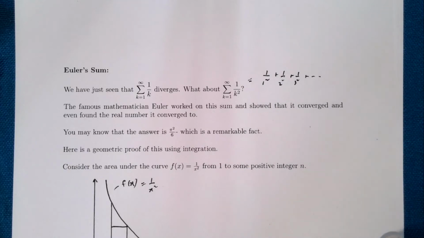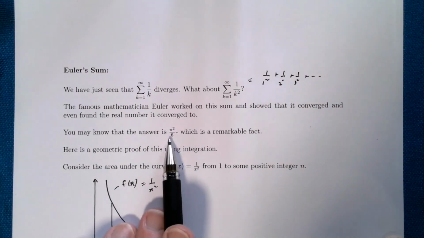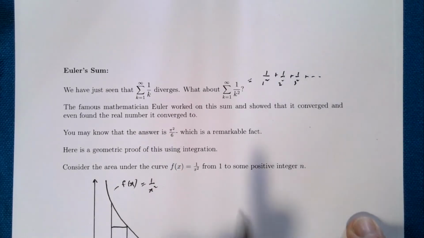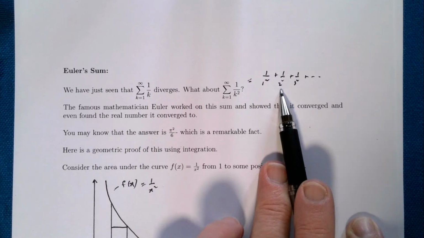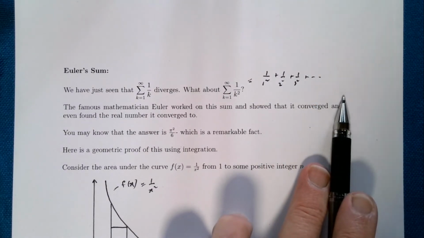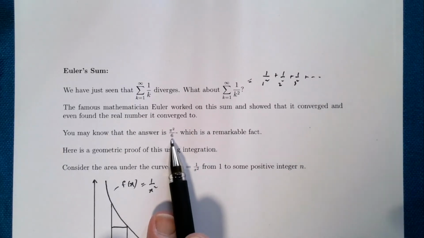And you may know this, that it converges to pi squared on 6. And that is a remarkable fact, that if you take 1 on 1 squared plus 1 on 2 squared plus 1 on 3 squared plus 1 on 4 squared and you keep going, that infinite series converges, and it converges to pi squared on 6.